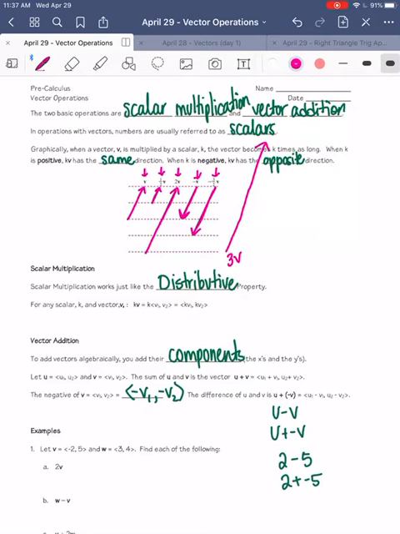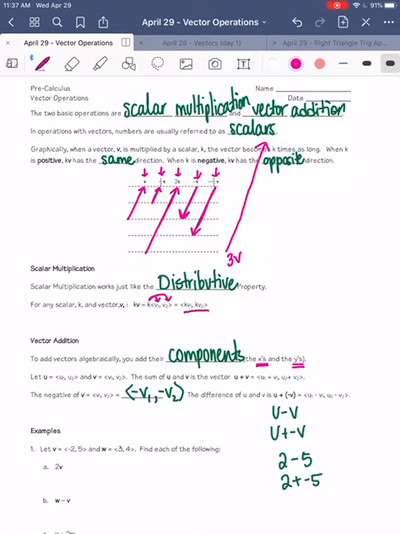With scalar multiplication, it is essentially the distributive property. If we have k times v, which is k times any vector, we're just going to multiply it to each of the components, and then you'll end up here. To do vector addition, you're just going to add the components: add the x's to the x's, and add the y's to the y's. So here's an example.